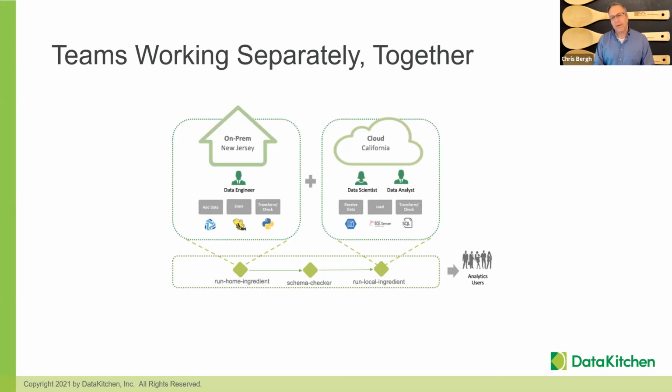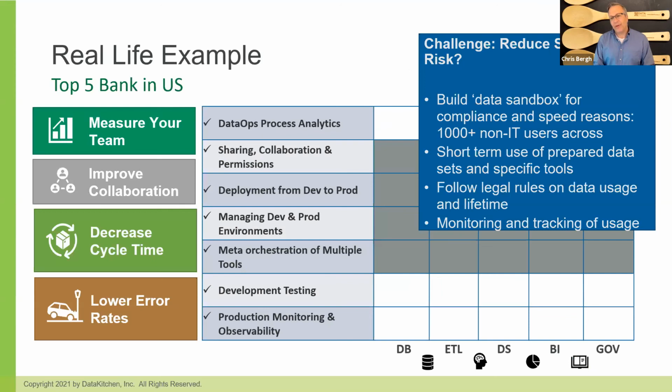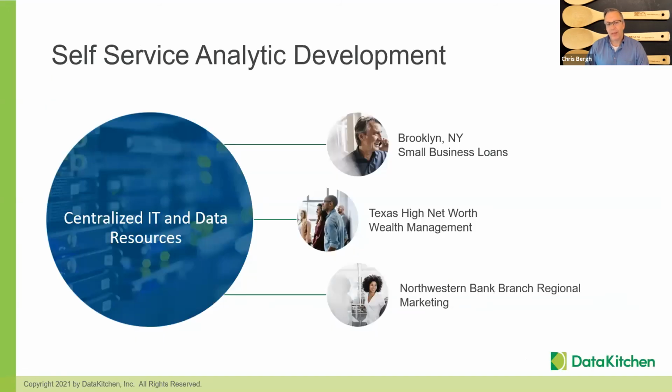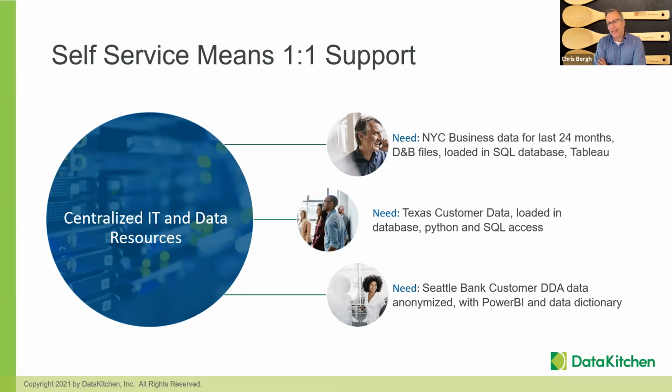And the last example I want to give is another case of coordination, where there's more of a bank that has a central IT team, and all over the organization there are self-service teams. And think of it this way: the bank's got a big customer list, customer data, transaction data, and different parts of the bank want to use it. Maybe there's small business in New York and high net worth in Texas and branch banking in Seattle. And they have different needs.